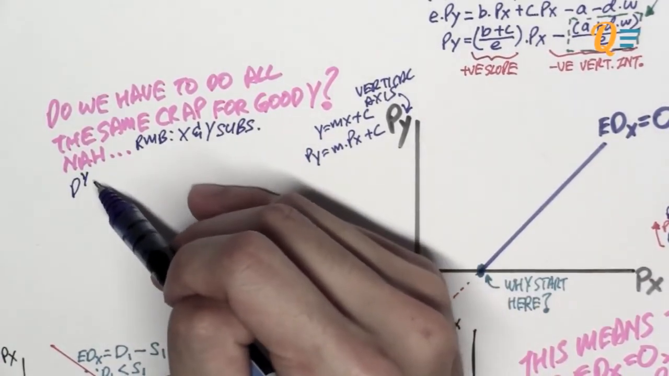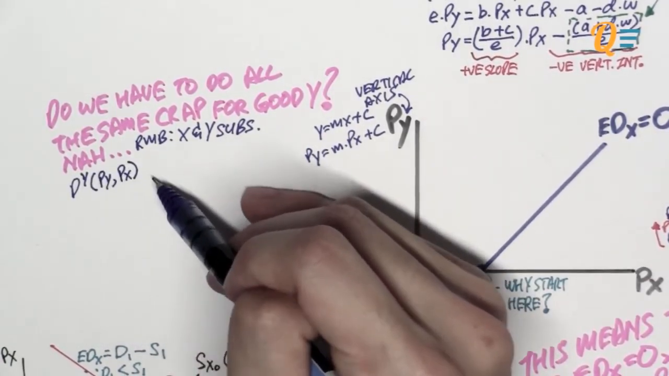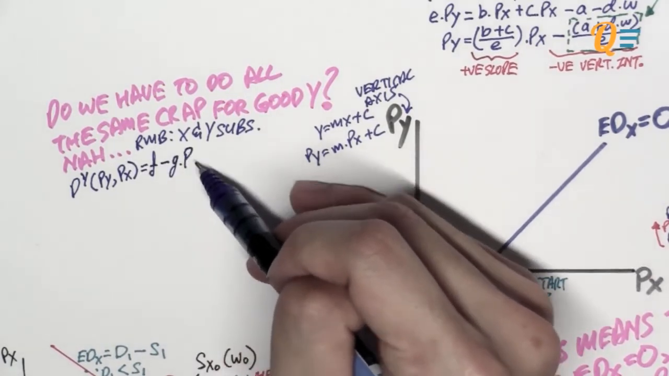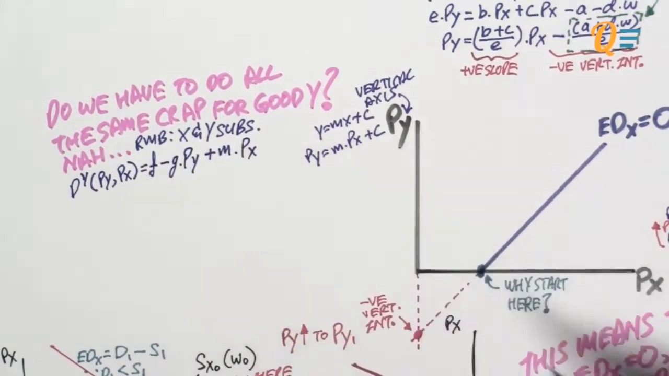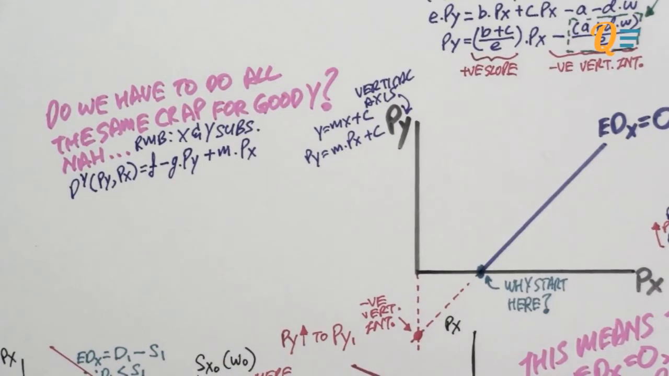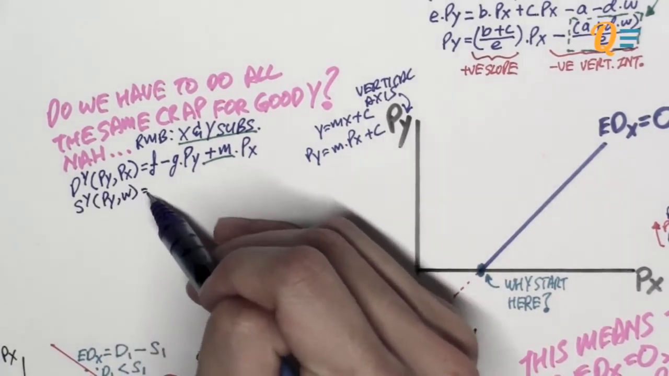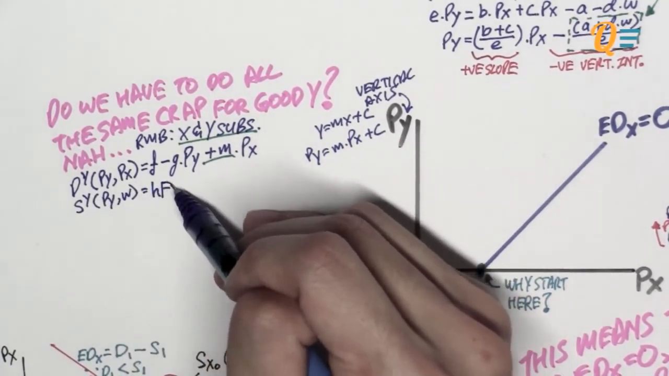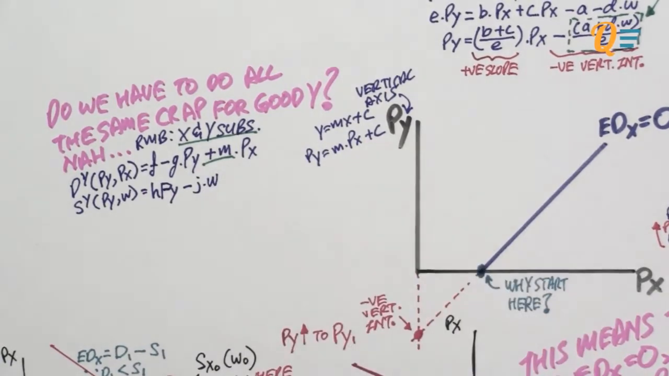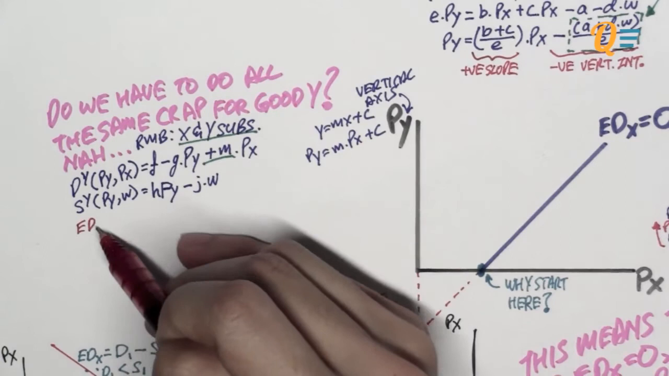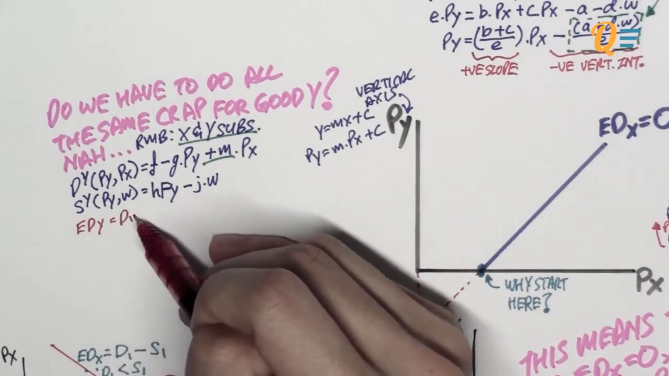So if we had a demand function for good Y, that is of course affected by the price of Y and the price of X, it looks like this. What you will notice here is that the plus M actually shows that X and Y are substitutes, so M has to be a positive figure. Now, a supply function for good Y would be very simple. It would be something like this. This is the same as for good X, just with different parameters.